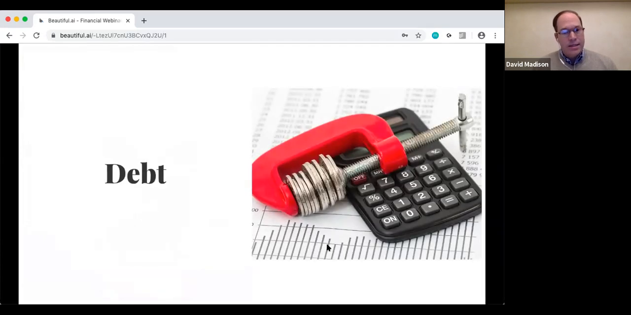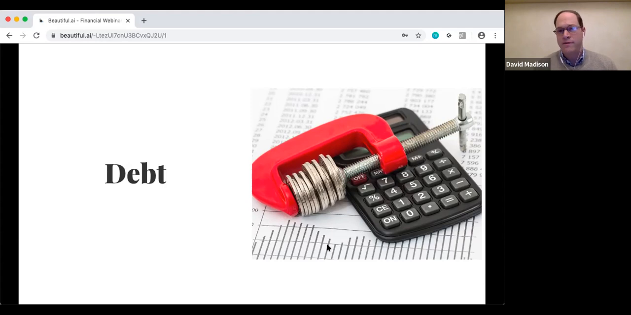Debt. So debt, most boards are very nervous about debt. That's not necessarily a bad thing. However, sometimes well-positioned debt makes sense, particularly if it's going to increase the value proposition or allow for increased enrollment as well. The debt has to be manageable, however. So we have a couple of different comments on debt.